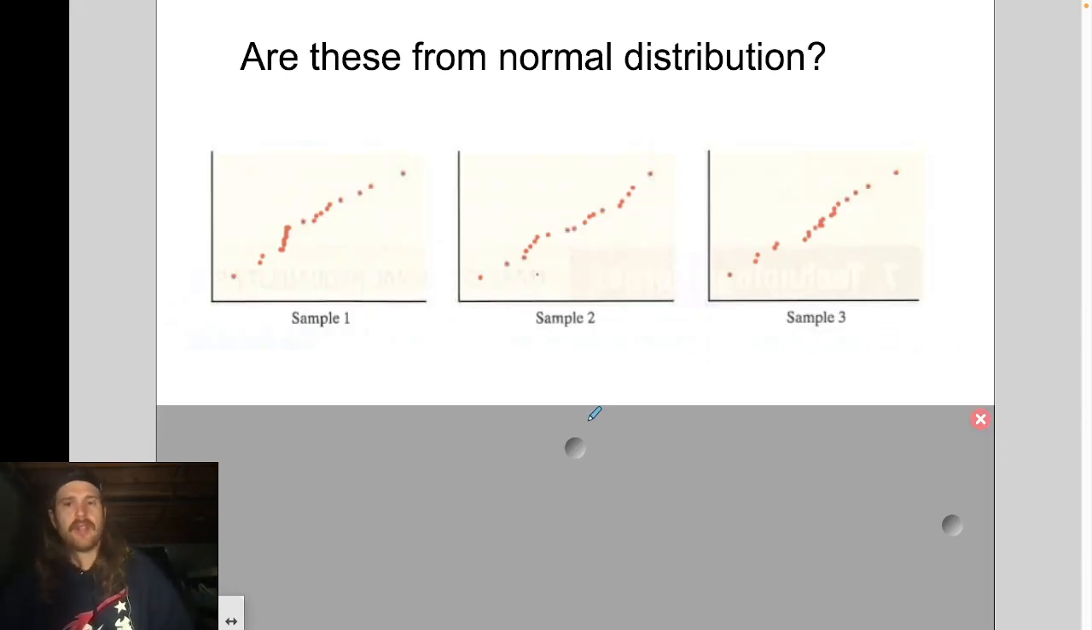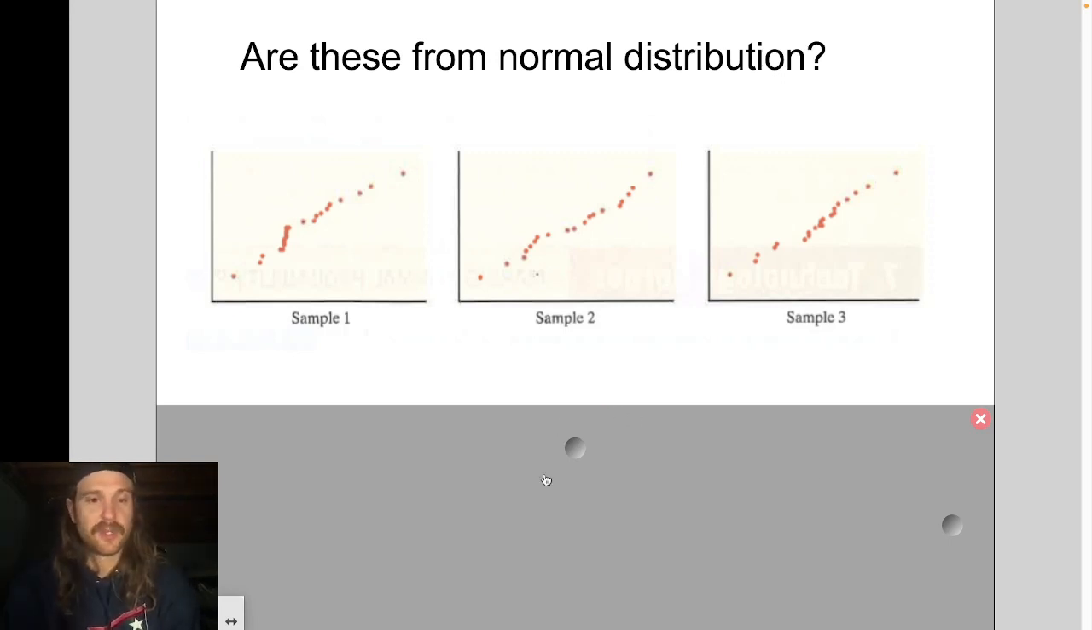All right, now here's what I want you guys to think. Which of these are from normal distributions, if any? Let me know what you think. You can pause the video, you can discuss. It shouldn't take too long. I'm going to start explaining, so better go for it.